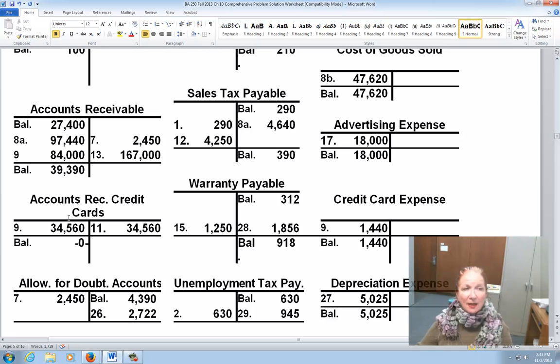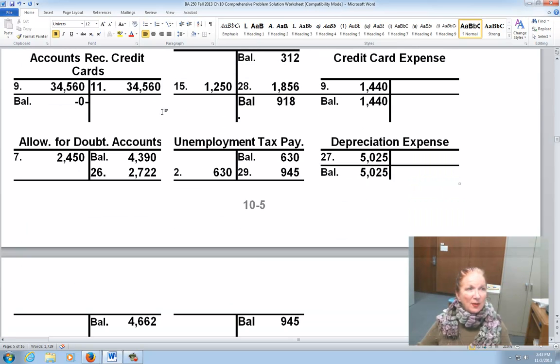And again, accounts receivable, credit cards, is an asset. A collection reduces an asset. So I'm looking for this transaction 11, this event 11, $34,560 right over here. I'm going to pull that up just a bit so you can see it a little bit better. There's the collection, because to collect a credit card would be a credit.